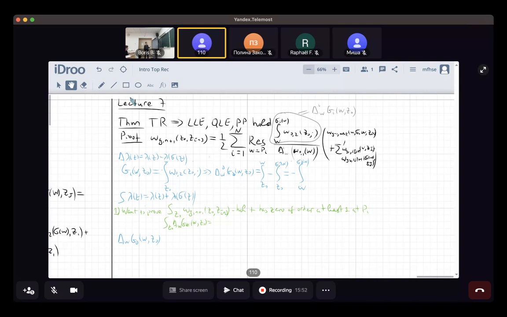Then we prove the projection property, but we use the fact that the projection property is the statement about the property of ω_{g,n} that they have poles only at the P_i. And then we will prove the quadratic equation, more or less again in terms of the ideas from the previous lecture. You see we also use a lot of the notation from the previous lecture.